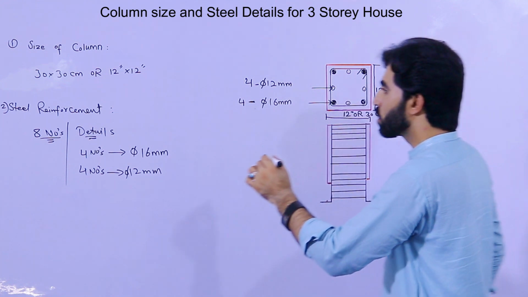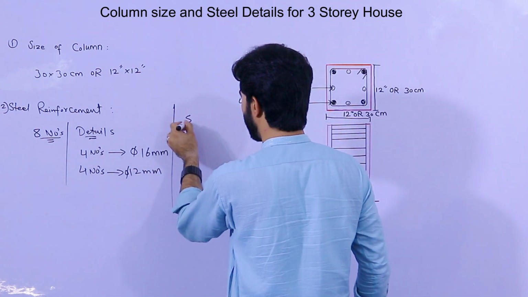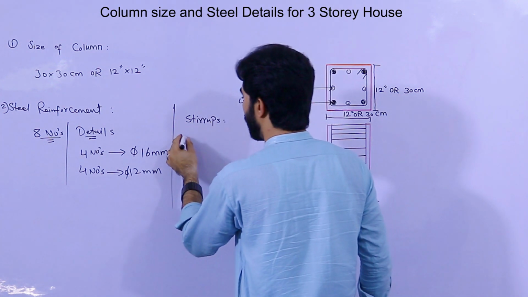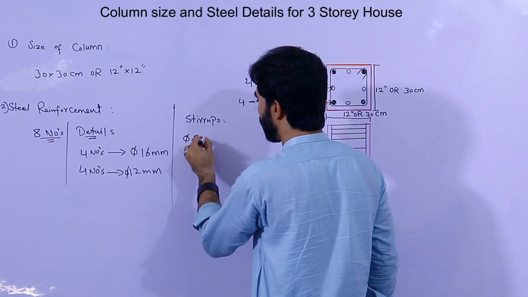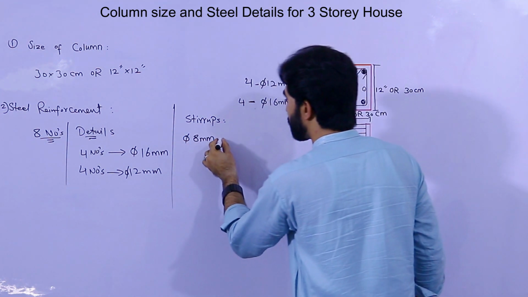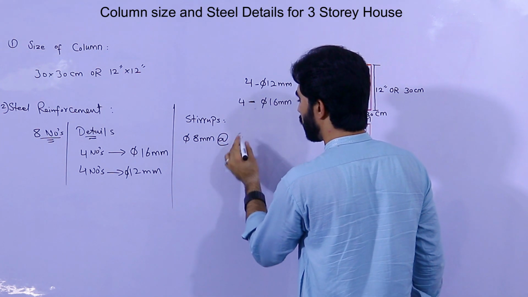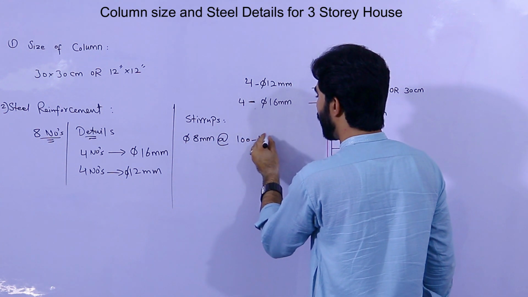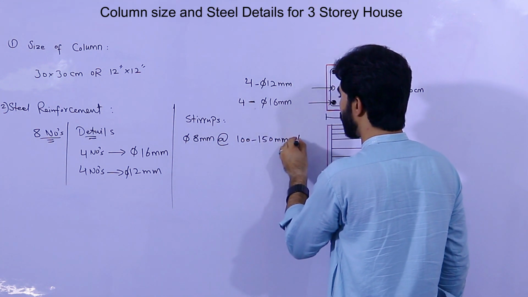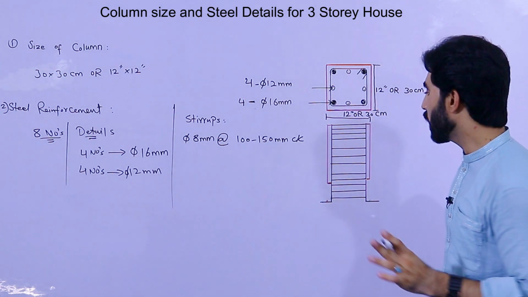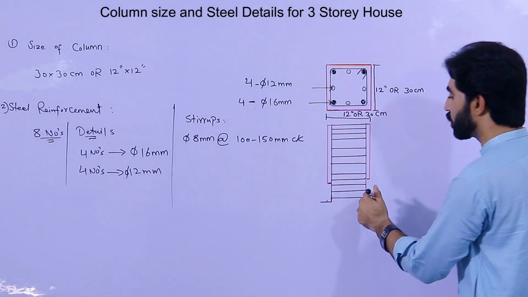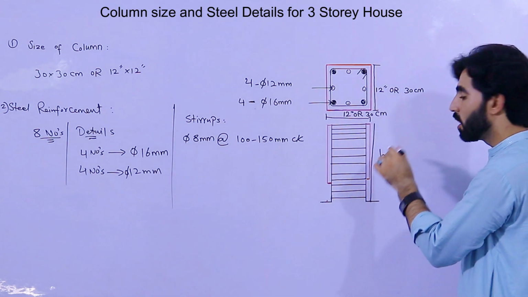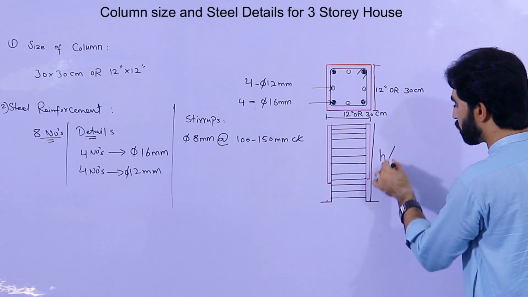Here the stirrup dia should be not less than 8 mm, and the spacing should be 100 to 150 mm center to center. You can see the section. This is the total height, this is h. So h should be divided by 3.